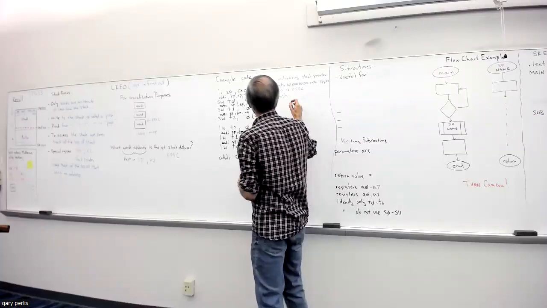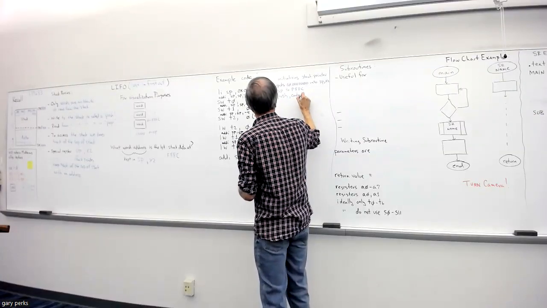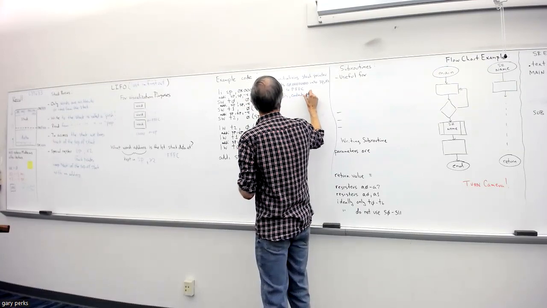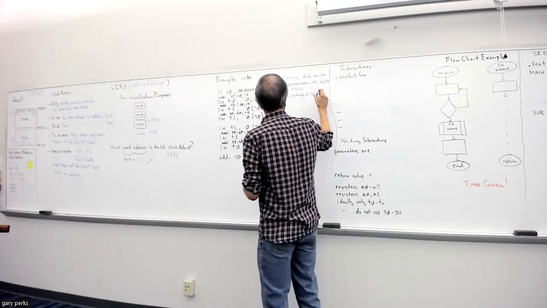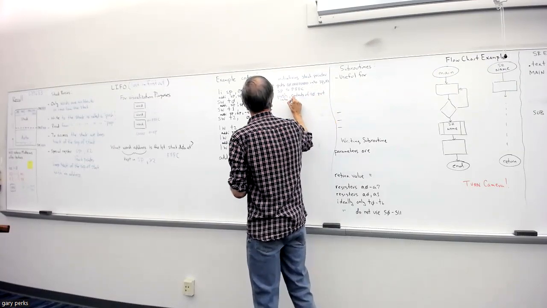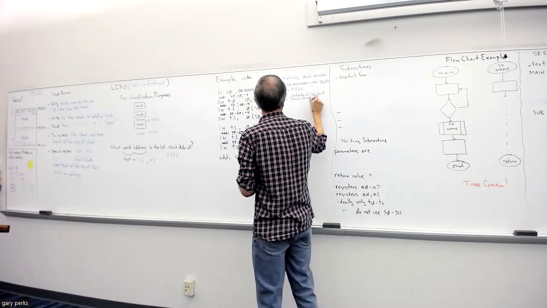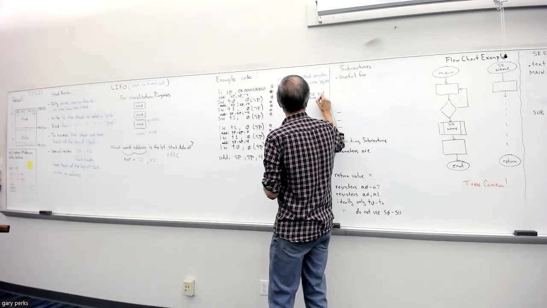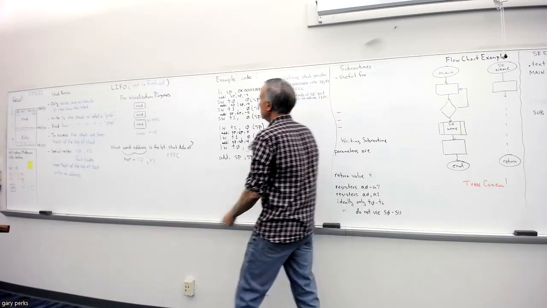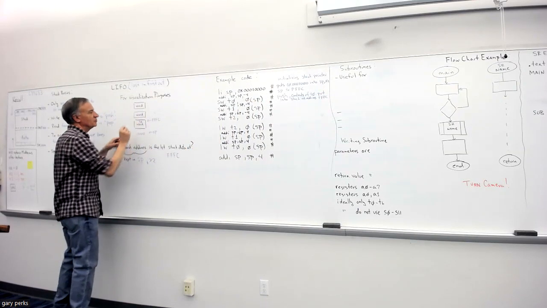Right, so you see, this push is gonna take the contents of T0 and put it into the stack at address FFFC. So this is going to take T0 and put it right there.